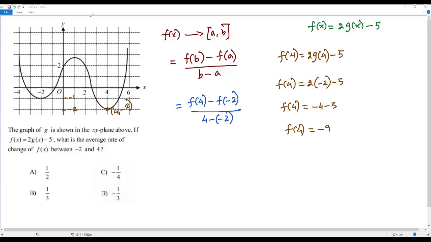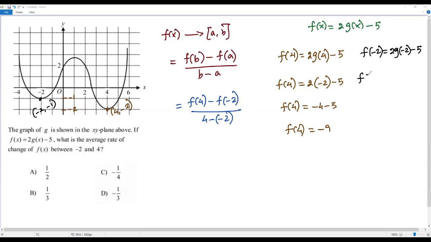In the same way, we can get the value of f of negative 2. For that, we plug in negative 2 for x over here and here. Then I'm getting f of negative 2 equals 2 times g of negative 2, negative 5. Now we have to get the value of g of negative 2. This is the value of y when x equals negative 2. Let's go to the graph. Here we have the value negative 2 on the x-axis. Corresponding to this x value, the y value is negative 1. So the point is negative 2 comma negative 1.